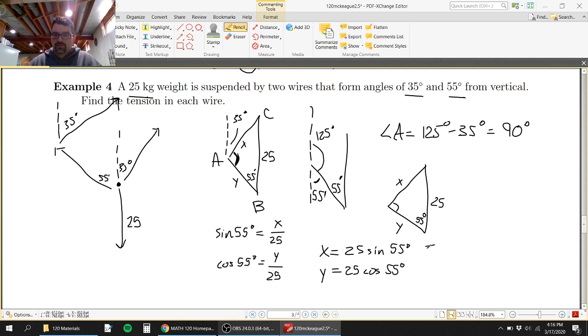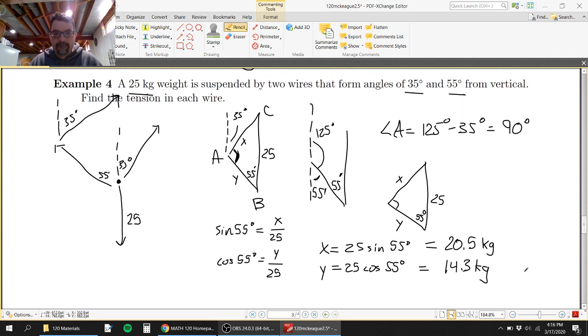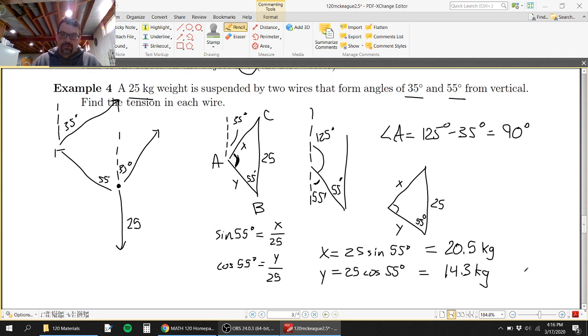Punching those out, we get my two numbers here: 20.5, and that would be a unit of kilograms, and 14.3, and that would be a unit of kilograms. All right. So obviously new conceptual stuff here with putting together forces and making them add up, and they have to cancel out other things.